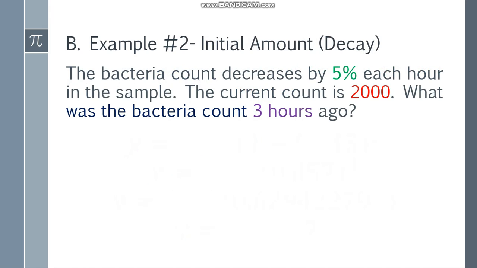What if we are asked to find the initial amount? So let's read the problem. The bacteria count decreases by 5% each hour in the sample. The current count is 2,000. What was the bacteria count 3 hours ago?